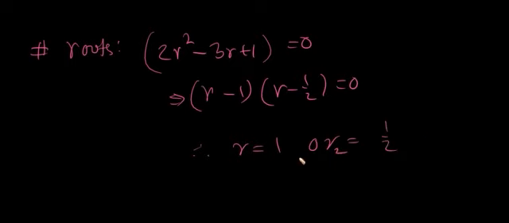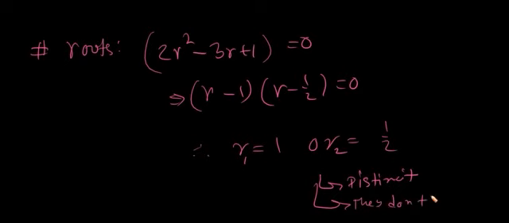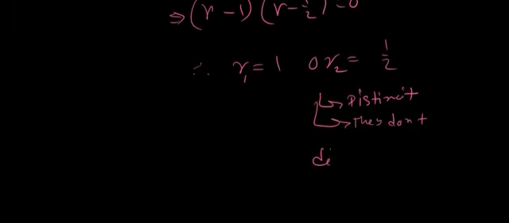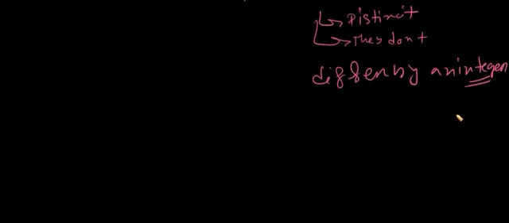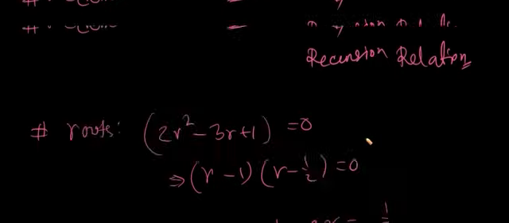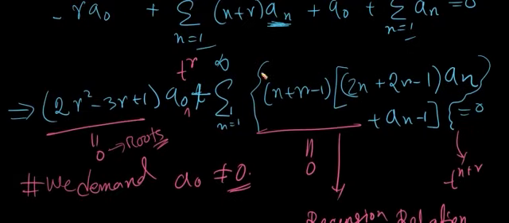So let's call this r2 and this r1, and you can see these are distinct and they don't differ by an integer. And this is the case 1 that I talked about, that there will be 3 cases, so this is case 1, and the other 2 cases will be discussed in the future. So obviously this is one part. Okay, so this is done.